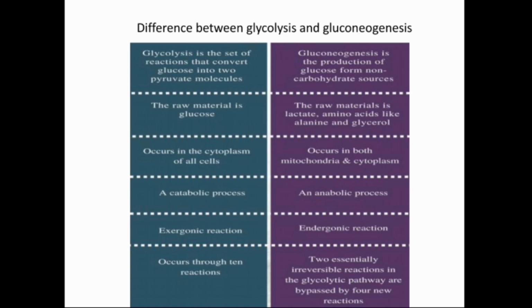Glycolysis is a catabolic process, while gluconeogenesis is an anabolic process. Glycolysis is an exergonic reaction, while gluconeogenesis is an endergonic reaction. Glycolysis occurs through 10 reactions, while in gluconeogenesis, 3 essentially irreversible reactions in the glycolytic pathway are bypassed by 4 new reactions.